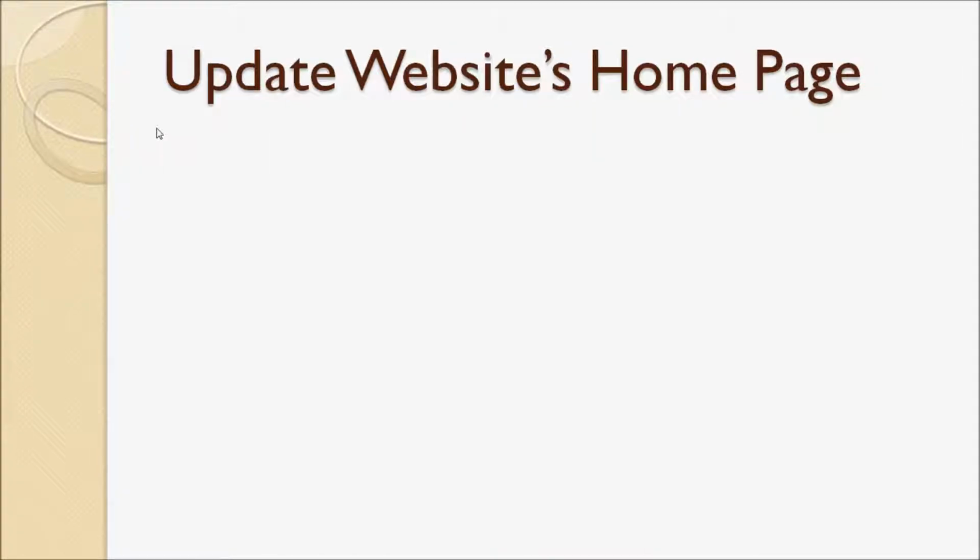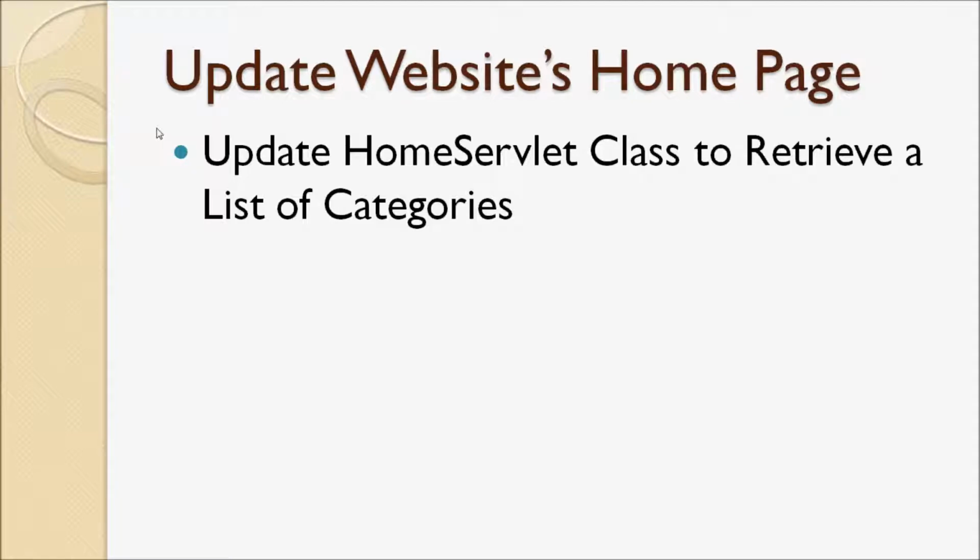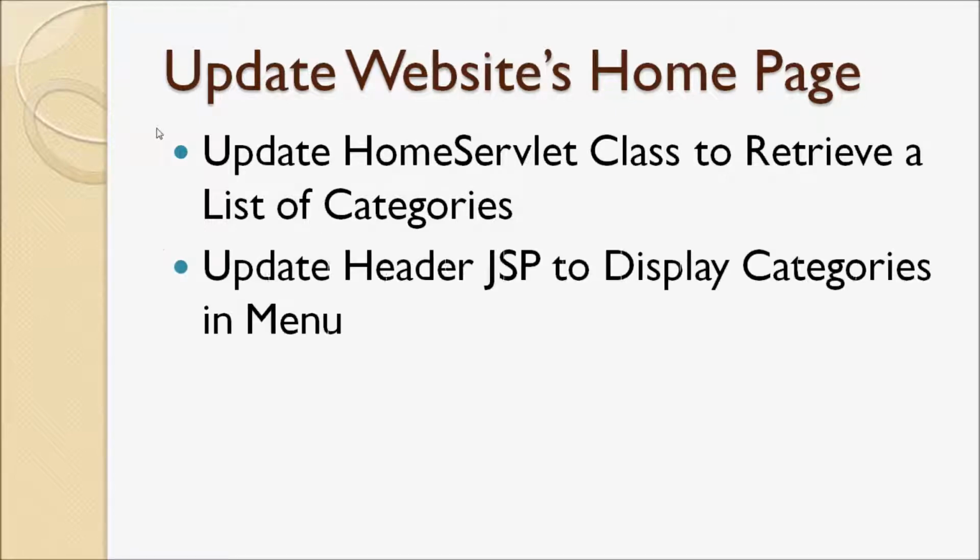After we have done implementing the category management module, we need to update the website homepage to display the categories and menu items. Here's our task list. First, we need to update the home service class to retrieve a list of categories from the database. And then we update the header JSP page to display the categories in the menu of the website homepage.